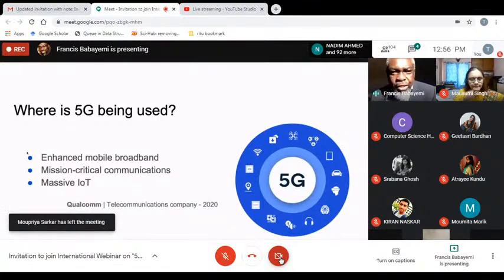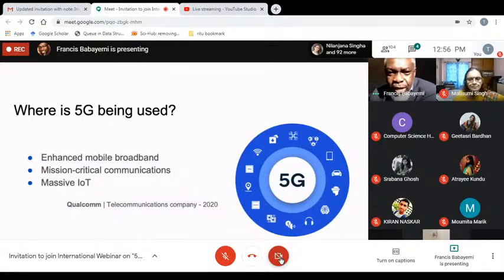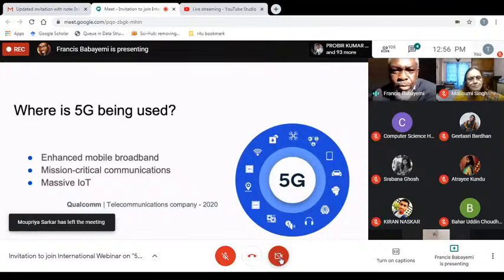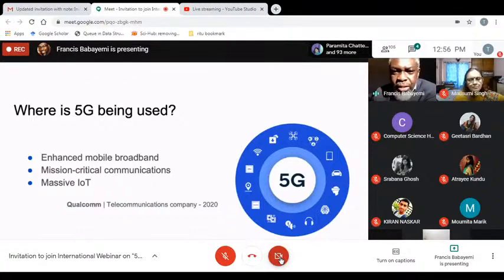Vehicles, medical procedures, these are the places where mission critical communication will be very much embedded. And then we have the massive IoT, Internet of Things. Massive IoT, 5G is meant to seamlessly connect a massive number of enabled sensors in virtually everything, through the ability to scale down data rates, power consumption, and mobility, therefore providing extremely lean and low cost connectivity solutions.